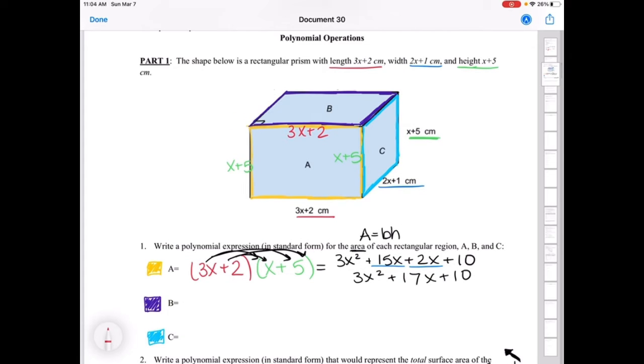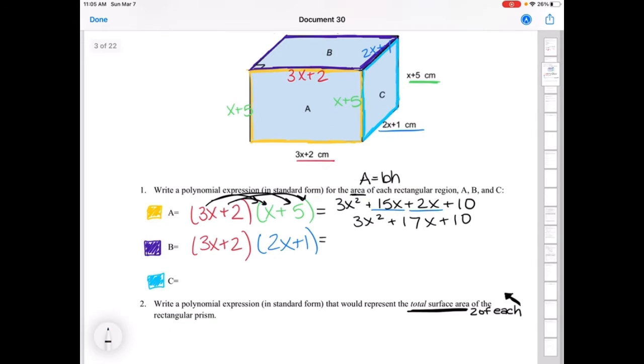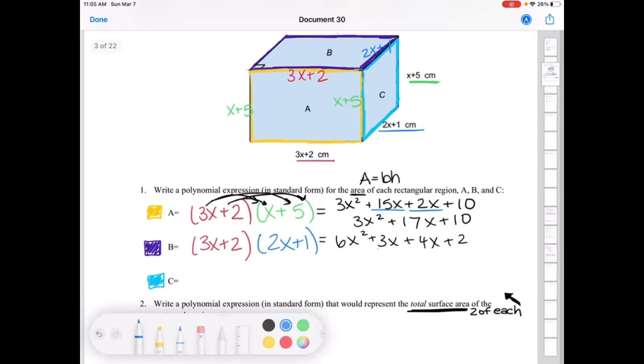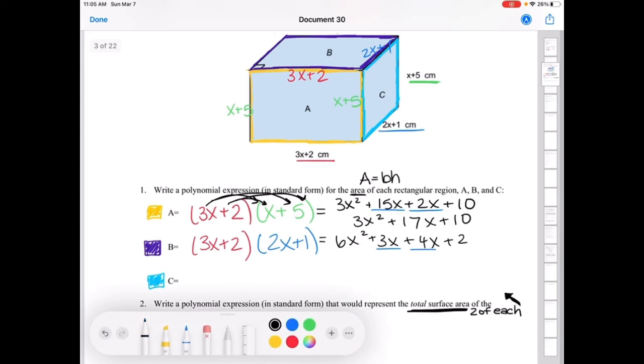I have my length right here because it's going to be the same length as the bottom. And I also know I have my width, which is right here, 2x plus 1. And then if I distribute, I can combine 3x and 4x because they're like terms.